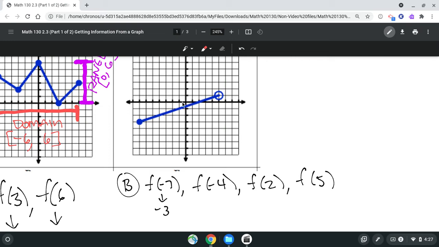F of negative 4, 1, 2, 3, 4 is negative 2. F of 2 is 0. And f of 5, 1, 2, 3, 4, 5. Okay, so that line, they drew it kind of incorrectly.